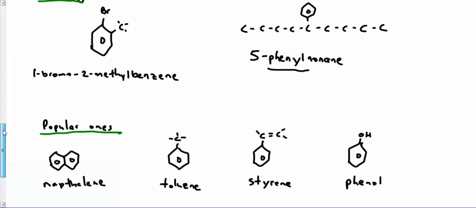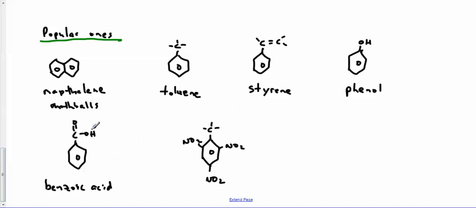And there are some popular ones. Naphthalene, which is mothballs, which is 2 of them stuck together with these carbons playing a role in both rings and the sharing in both. If I have a methyl group sticking off a benzene ring, they call this toluene. It's a solvent. It's used in many things. If I have a C double bond C sticking off the top, it's styrene, as in polystyrene, as in styrofoam. If I have an OH sticking off, they call this phenol.